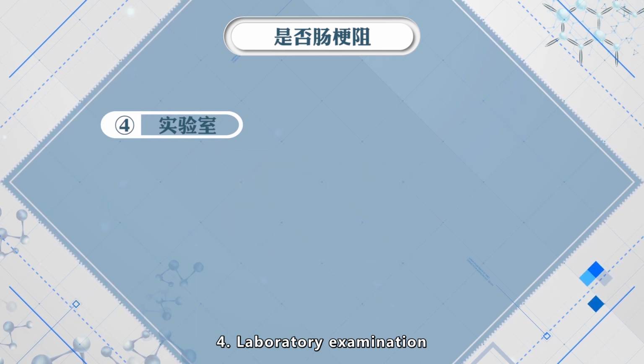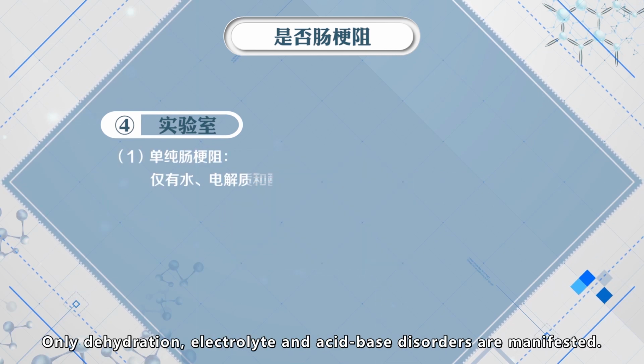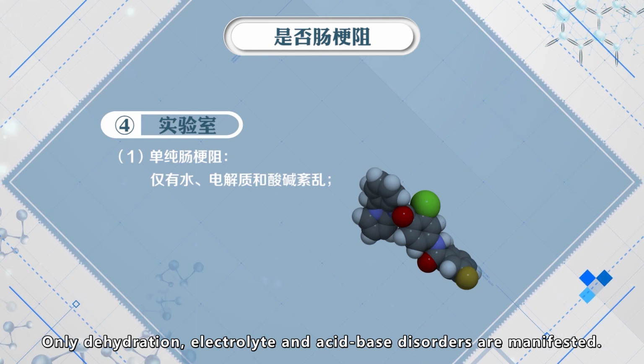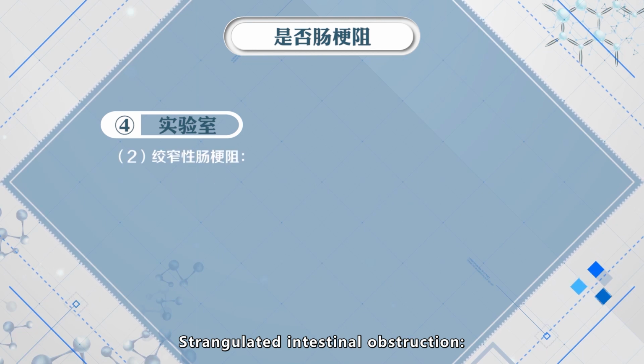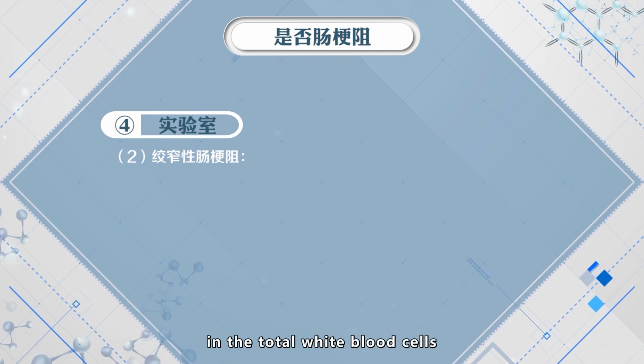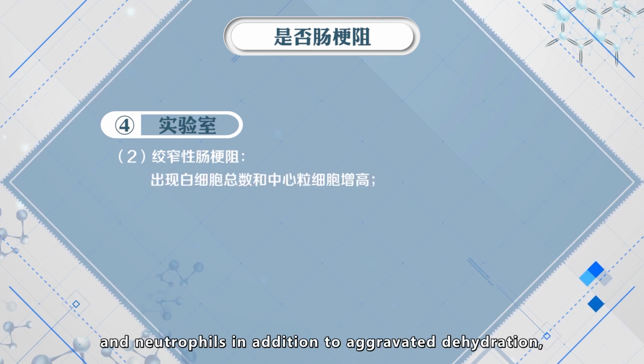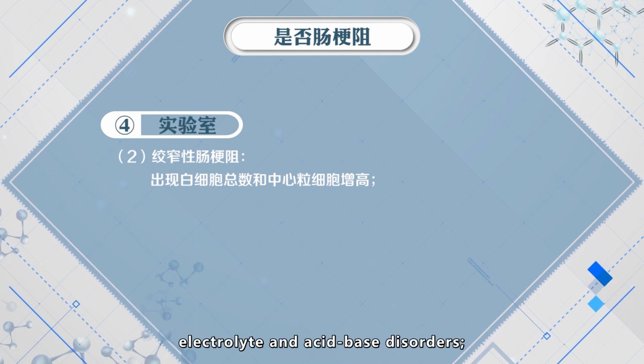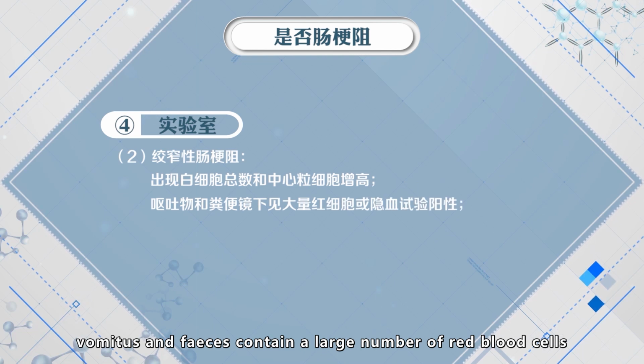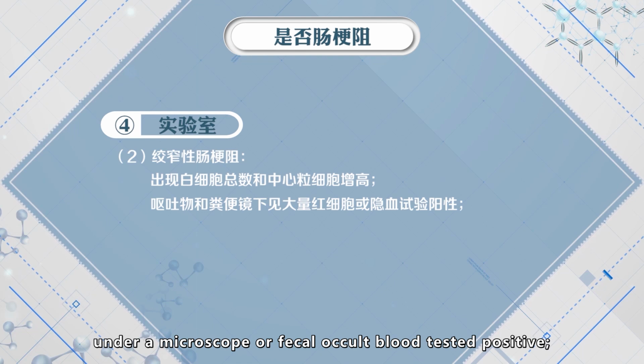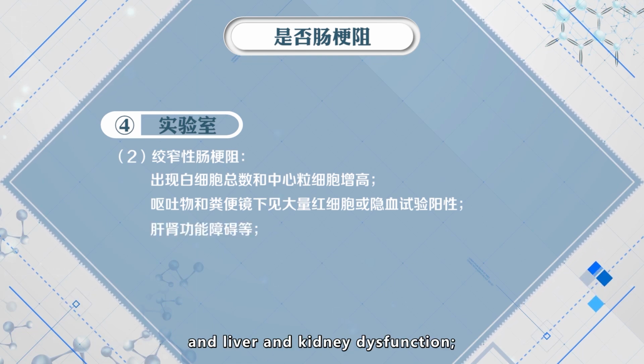Number 4. Laboratory examination. In simple intestinal obstruction, only dehydration, electrolyte, and acid-base disorders are manifested. Strangulated intestinal obstruction may be manifested by an increase in the total white blood cells and neutrophils, in addition to aggravated dehydration, electrolyte and acid-base disorders. Vomit and feces contain a large number of red blood cells under a microscope, or the fecal occult blood test is positive, and there may be liver and kidney dysfunction.